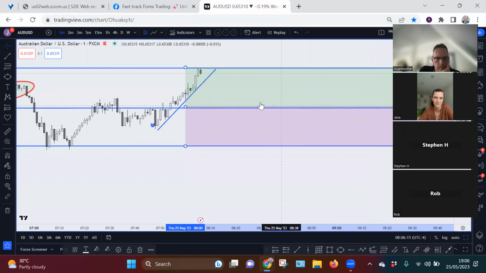Now look how it rejects off of that. See how it's rejected off that layer. Let's see if we can go in a little bit earlier tomorrow so we can get a little bit extra time. Again, it's coming. It's rejected off that resistance line. Another one.